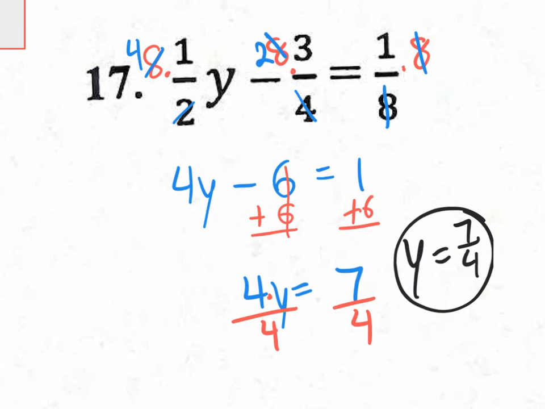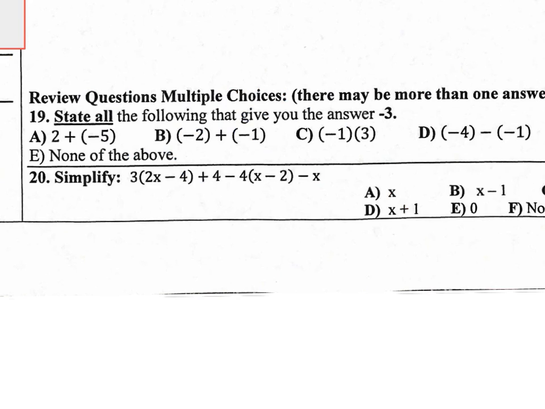Moving on to the last question, number 19. I like this one because it's a review question. Very simple, but yet you got to think about it. It says state all the following that give you the answer -3. So it might be one answer, it might be no answers, it might be all of them, right? So does this option give you -3? Yes. Does this give you -3? Yes. Does this give you -3? No.